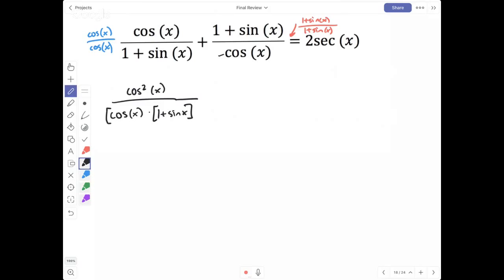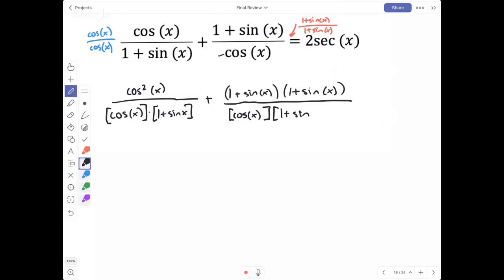Right, and I'm going to leave these separate and really clearly visually bracketed. And then I'm adding that to 1 plus sine times 1 plus sine makes, let's do the math here. Let's write it out first. 1 plus sine of x times 1 plus sine of x. I'm first going to just write it out so you can all see it very clearly. Over, and the bottom I'm going to bracket it and leave it separate. Cosine of x. And now I have a 1 plus sine of x.